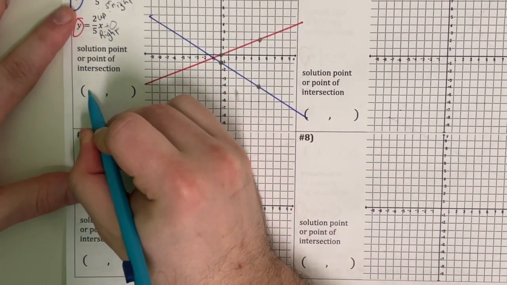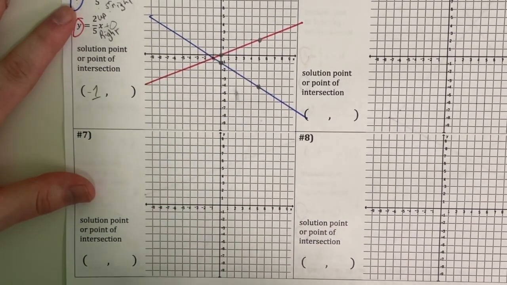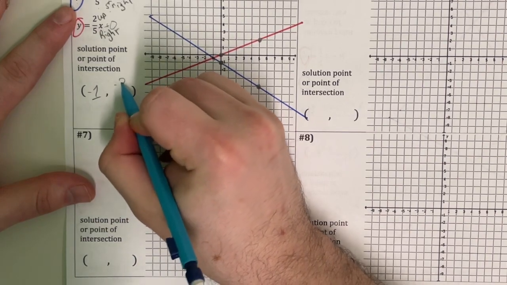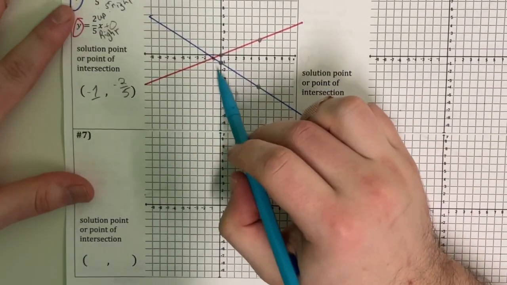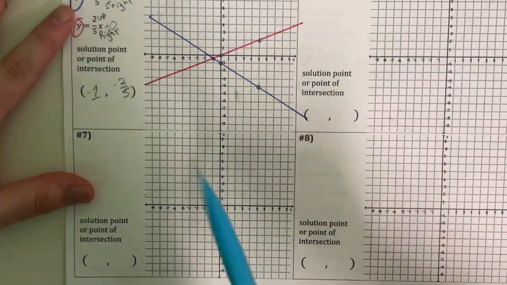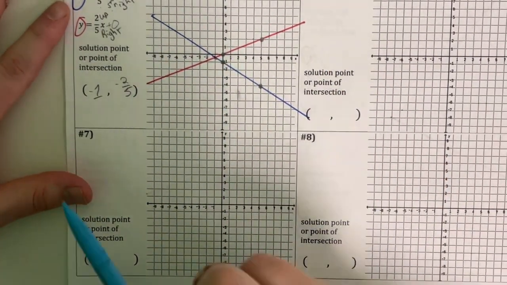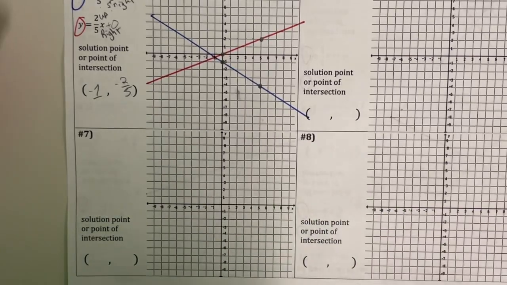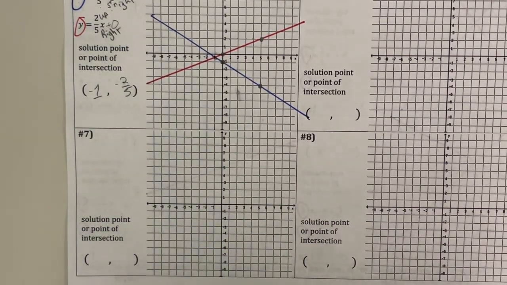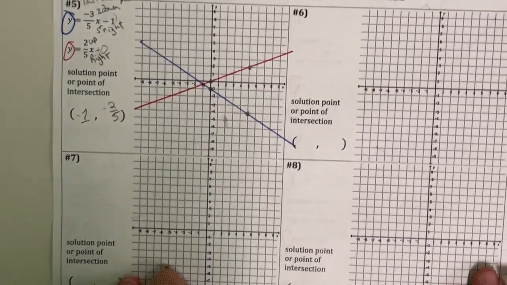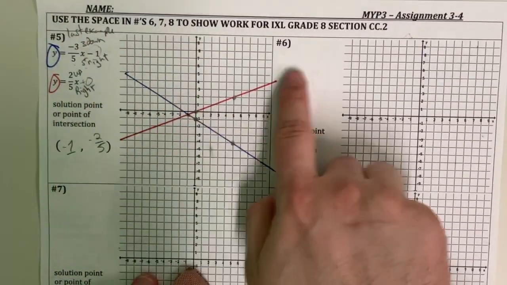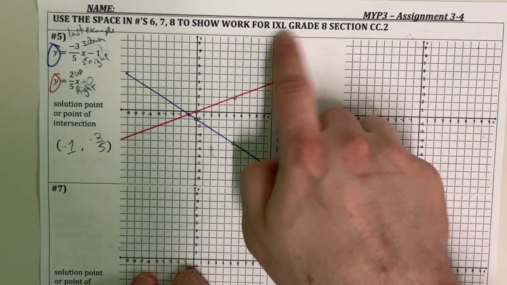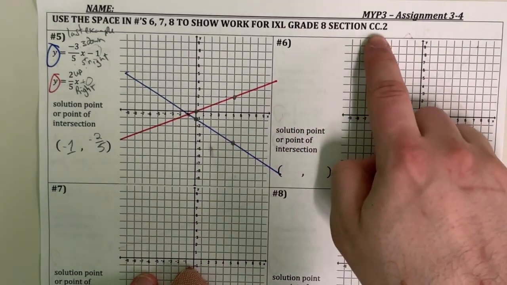Let's say when x is negative 1, y is negative 2 over 5. So a little weird one on that one, just because it's not directly in the center there, but that's okay as long as we're able to see, hey, that's the point where they intersect, where they cross over, then we're good. Again, feel free to pause, rewind, anything you need, but make sure you're reading the directions at the very top for yourself. So it says in number 6, 7, and 8, use the space in those numbers to show your work for IXL grade 8 section CC2, which I will show you right now.